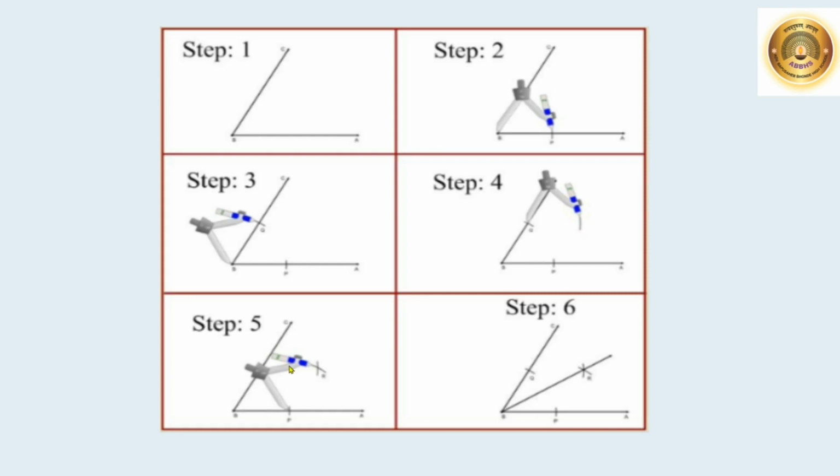Step 5. Keeping the pointer at the arc made on ray BA, cut an arc to cut the previous arc. Mark the point of intersection here. Step 6. Join the point of intersection and the vertex B. Now ray BR is the angle bisector of this angle, or ray BR divides angle ABC into two equal angles.